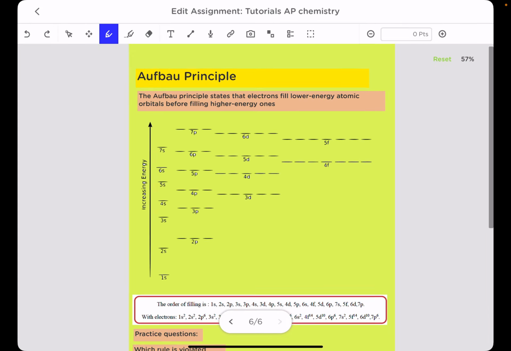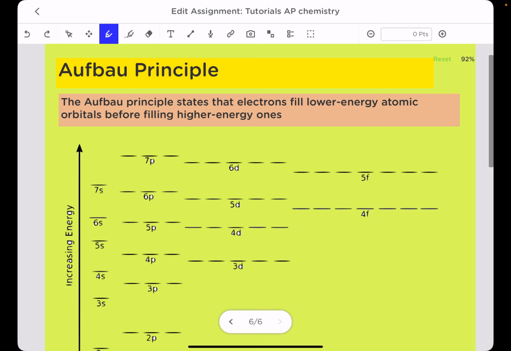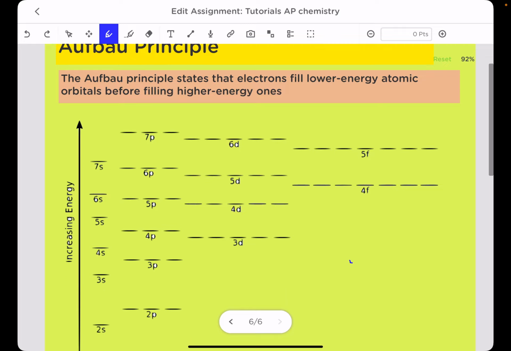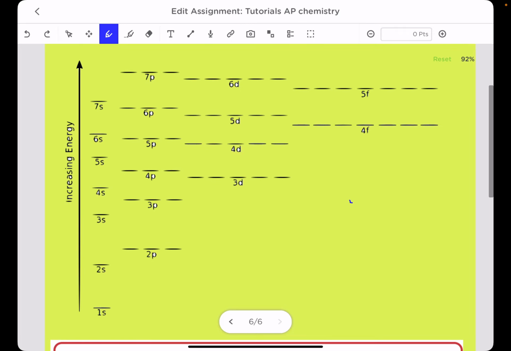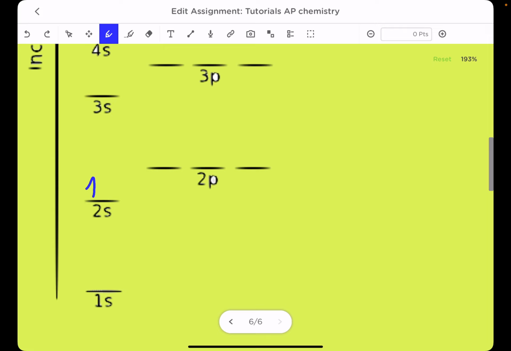Now, let's move to the last principle, and that is the Aufbau principle. The Aufbau principle states that electrons fill lower energy atomic orbitals before filling higher energy ones. This principle is very simple, meaning I cannot start filling the 2s with electrons while the 1s is still empty. So if you have, let's say, 13 electrons, this is how you fill them. You go in order from the lower energy to the higher energy. So 1, 2, 3, 4.